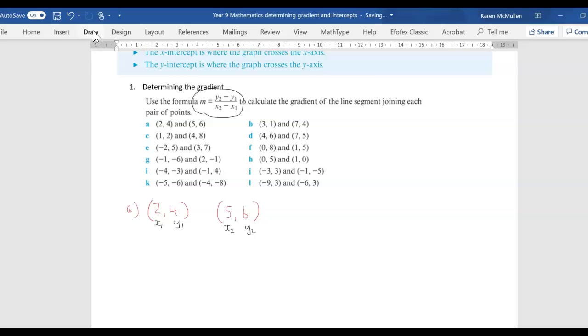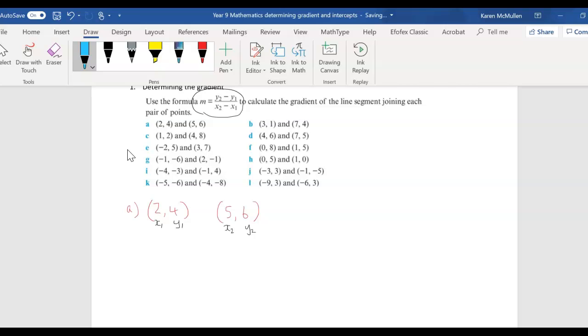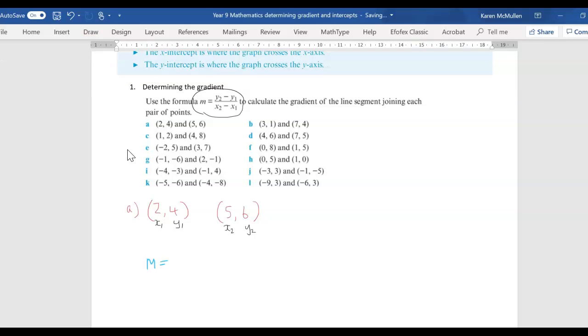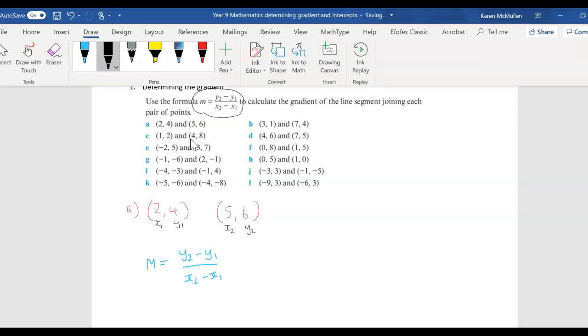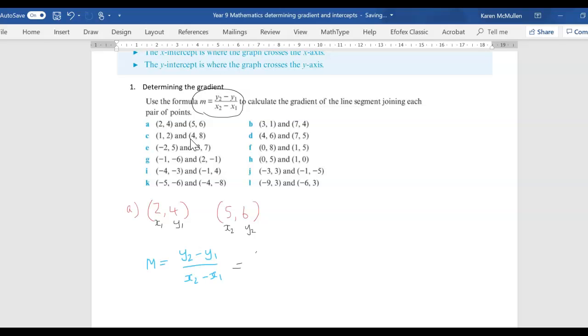And then we use our formula. So I'm going to write this in blue. So m being the letter we use for gradient, y2 minus y1. And basically, that's just the difference in your y coordinates, how far up or down we've gone, over how far across we've gone, so x2 minus x1. So when we're substituting in, I write y2 first. So in this case, it's 6. y1 is 4, so minus 4. And then x2 is 5 and x1 is 2.